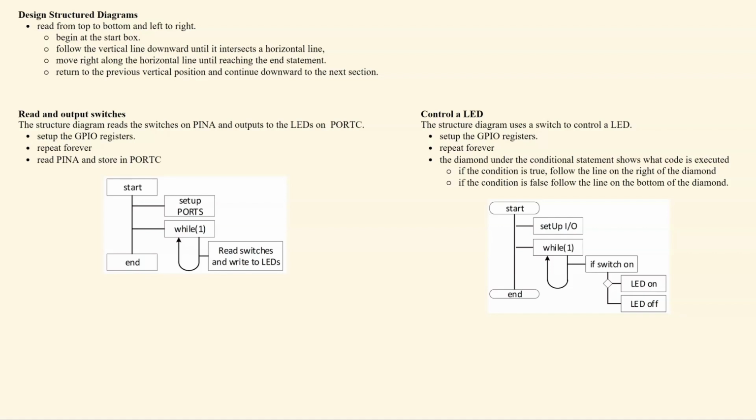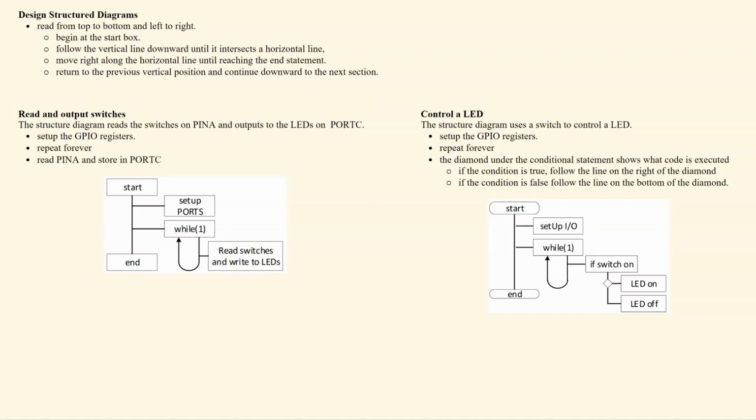Two examples are shown here. The first is to read and output the switch values. So we begin at the start, we follow down, we come along and execute the process. We are then coming into a while one loop. The while one loop will loop forever, and we go through this process where we read switches and write to the LEDs.